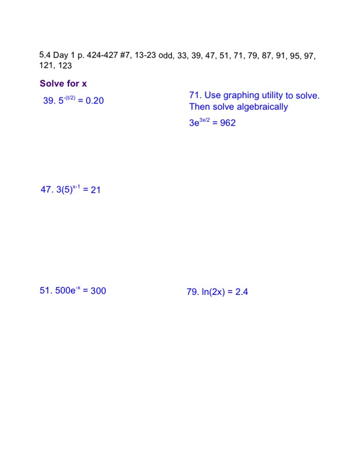These are solutions to a few more of the problems from homework 5.4 day 1. First problem, number 39, that we're going to look at is 5 to the negative t over 2 equals 0.2. We can solve this in more than one way. One way to do it would be to use one-to-one properties.